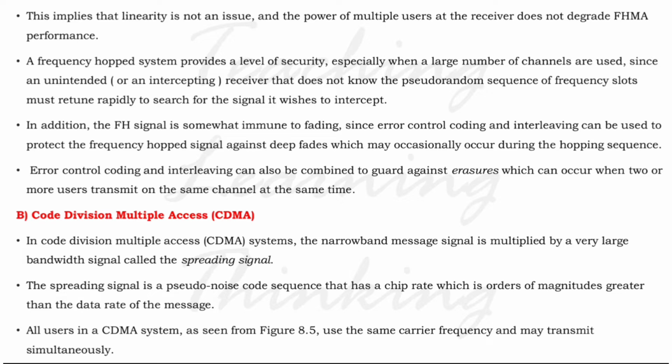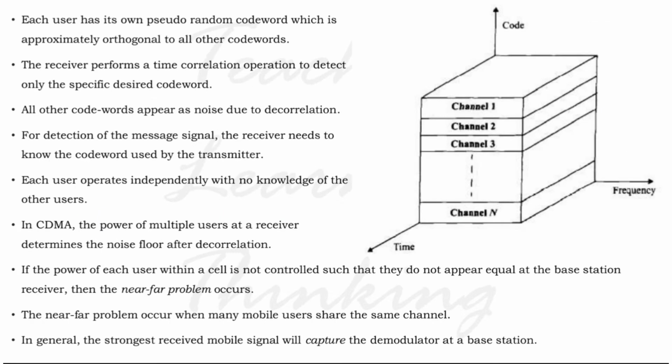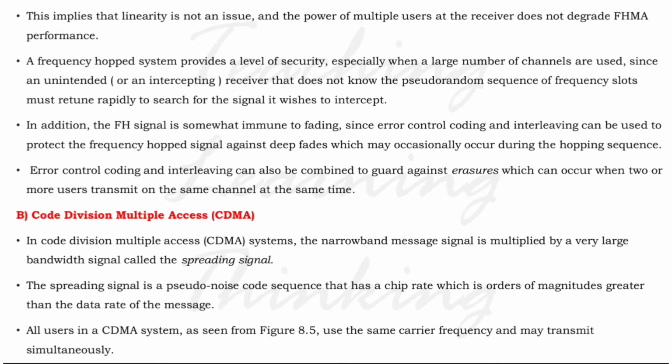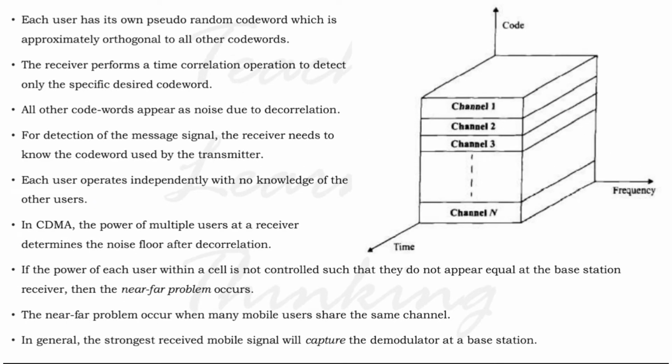All users in a CDMA system, you can see in the figure, the figure number is wrong, you can see the figure on the next page. This is the figure for a CDMA system. There are channels 1 to n present in the time and frequency sections. All users use the same carrier frequency and may transmit simultaneously.